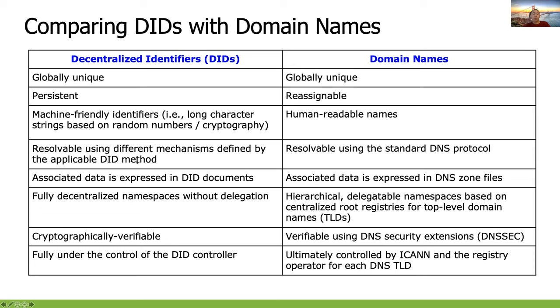Decentralized identifiers are resolvable using different mechanisms defined by the applicable DID method. DNS also, as you know, is resolvable. And it resolves to DID documents, and this resolves to DNS zone files. The main point is it's fully decentralized. In the case of domain names, it is hierarchical and centralized. At the top you have root registries.